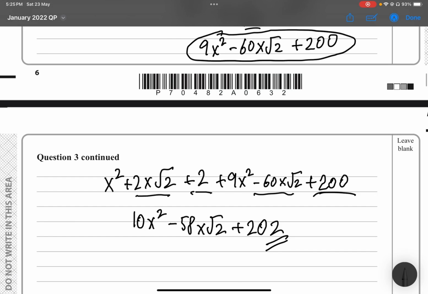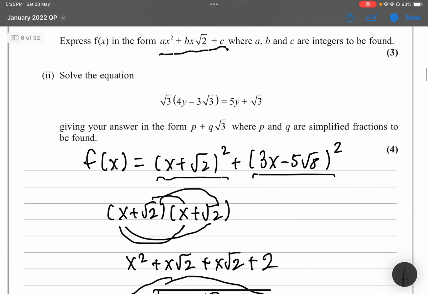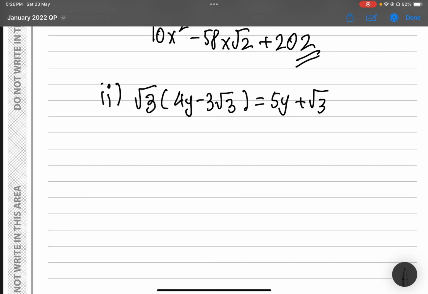Now we're going to move on to the next part. The next part is we need to solve root 3 times (4y minus 3 root 3) equals 5y plus root 3. So now let's expand the bracket here. We have root 3 times 4y, that's 4y root 3. And we have root 3 times minus 3 root 3, that's minus 9. And then that equals 5y plus root 3.